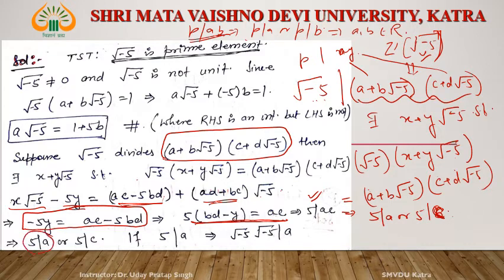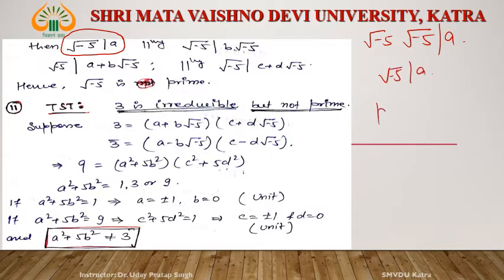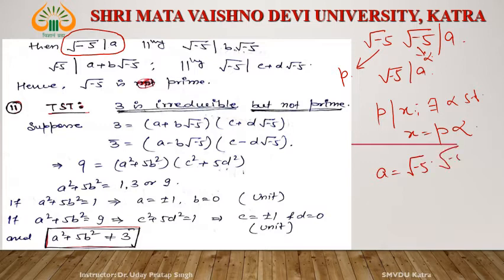If 5 divides A, suppose 5 divides A, then what happens? What is 5? 5 is square root of minus 5 squared. Then square root of minus 5 divides A. Then how can we write this divides A? Since we know that if P divides X, then there exists alpha such that X is equal to P into alpha. What is our P? This. What is our alpha? This one. So A is equal to P, that is square root of minus 5, into alpha. What is alpha? Square root of minus 5 into something.